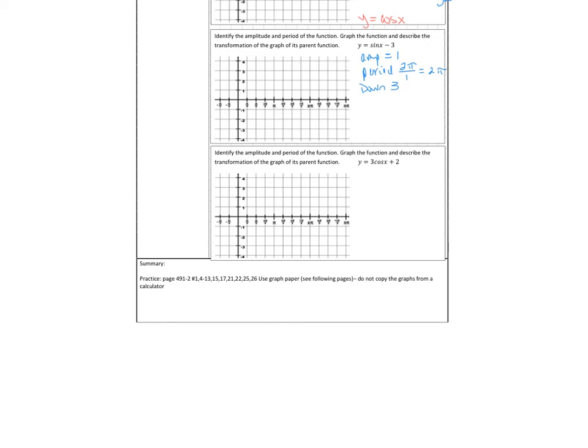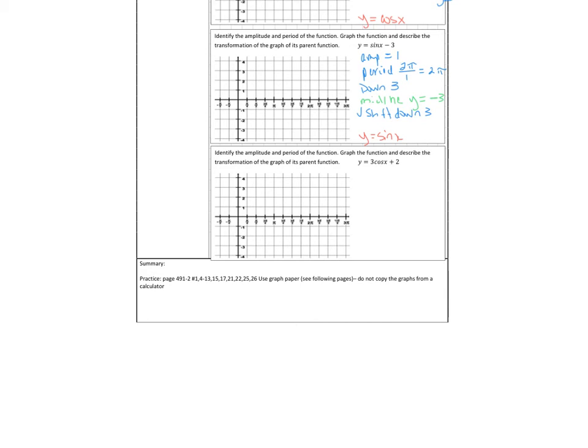My midline, then, since my graph is going to be shifted down 3, that changes my midline now to y equals -3. So finally something different than the x-axis. And so my transformation, I would say it's a vertical shift down 3. My parent is, again, y equals the sine of x.